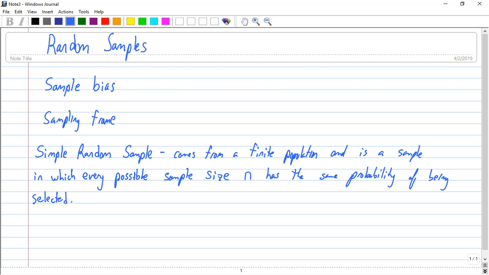So if I was going to survey 5 people in this class and I took everybody's ID and put it in a bag and I grabbed 5 of those out of the bag, then that would be a simple random sample. Let's say I then put those back, shook it up again, and grabbed 5 more out of the bag. Everybody has the same probability of being drawn, okay? Every sample of size n would have the same probability of being drawn. That's a simple random sample.